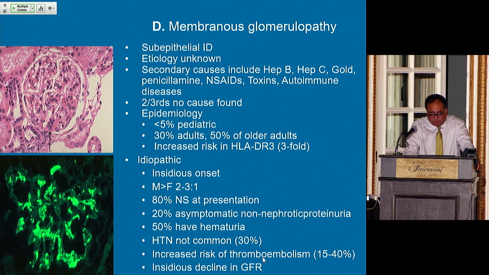There is an increased risk of thromboembolism, particularly if the albumin is less than 1.5. See someone with membranous, either in the boards or in practice, with albumin less than 1.5, struggle in your mind about how do I prevent venous thromboembolism, particularly pulmonary embolism. So what do you think about? Should I treat with aspirin, should I treat with low molecular weight heparin, or should I heparinize the patient completely? But think about it, particularly when the albumin is low, 1.5 or lower, the risk really goes up. And you do get an insidious decline in GFR in these patients over time.